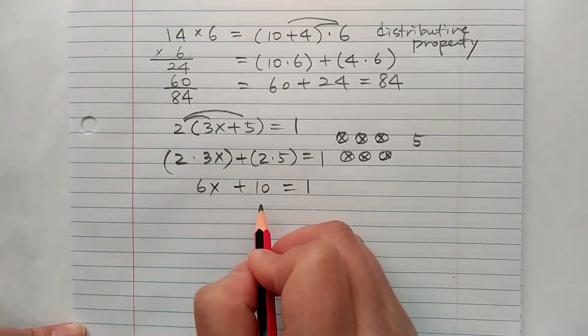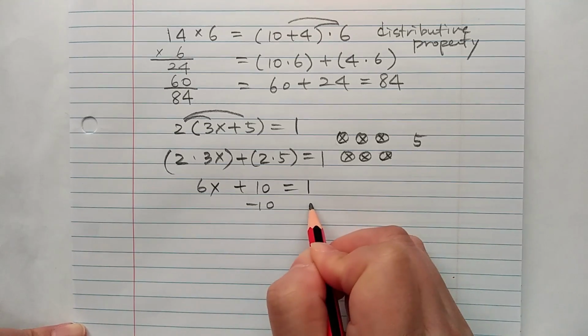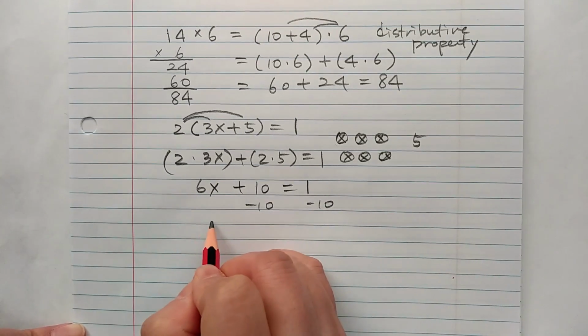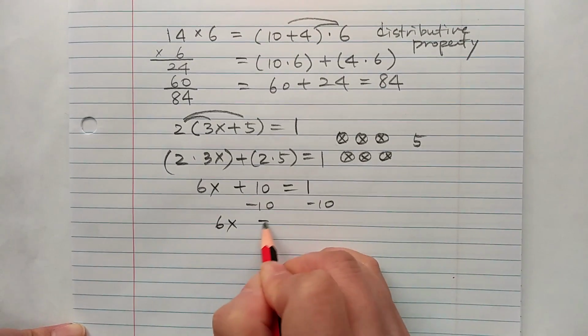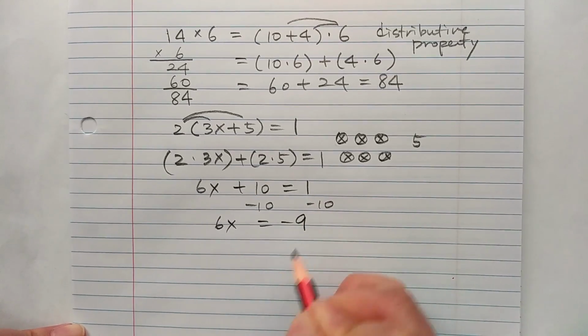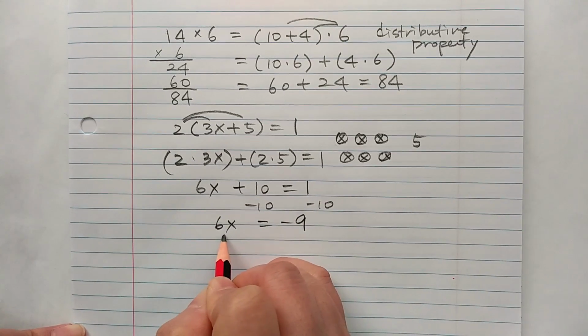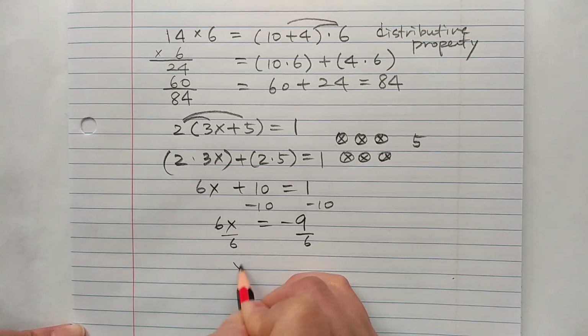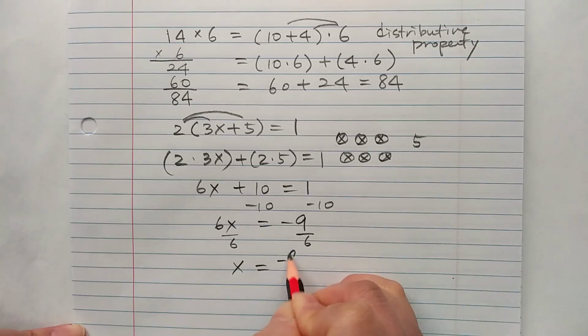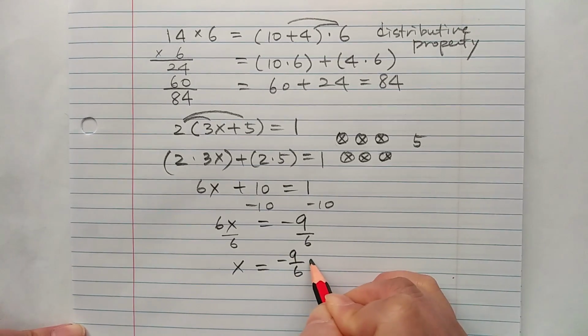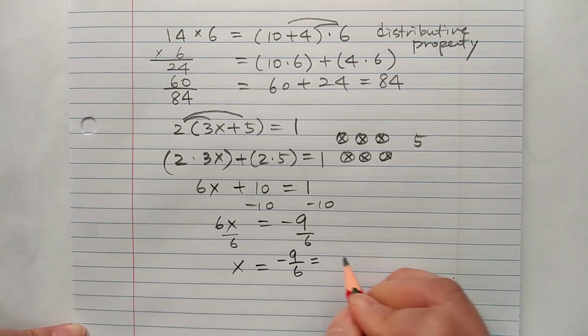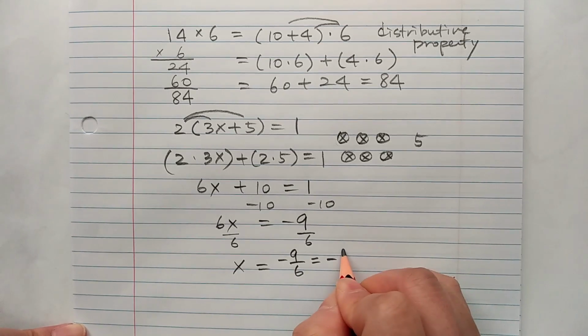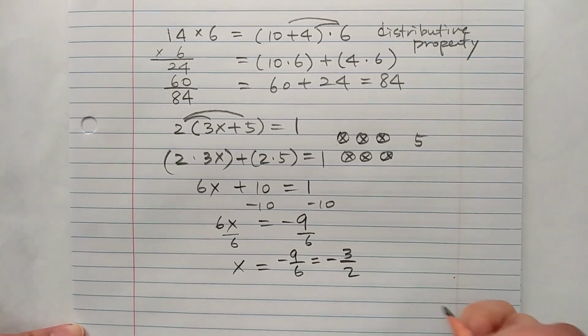Let's continue. Subtract 10 from both sides. 6x is equal to negative 9. Divide both sides by 6. X is equal to negative 9 over 6. Simplify to the lowest term, which is negative 3/2.